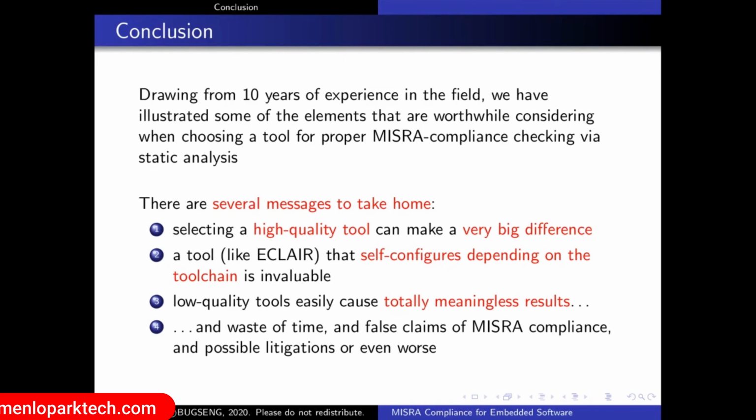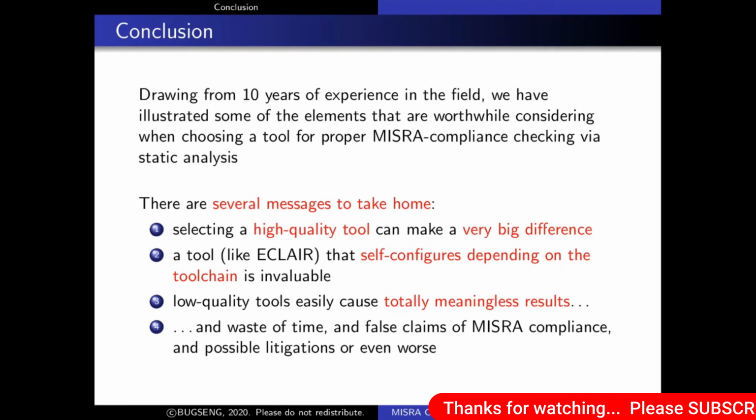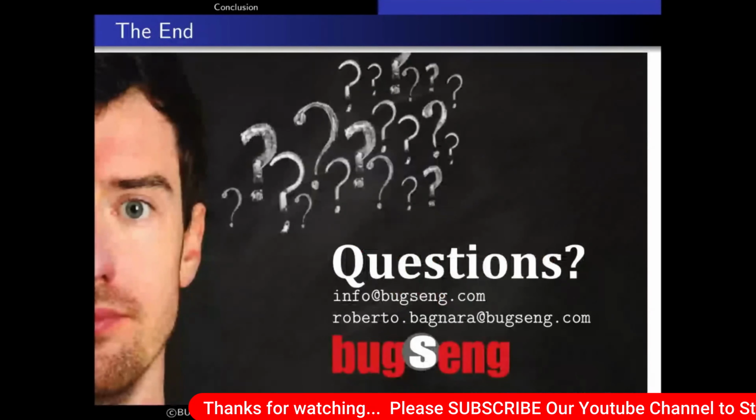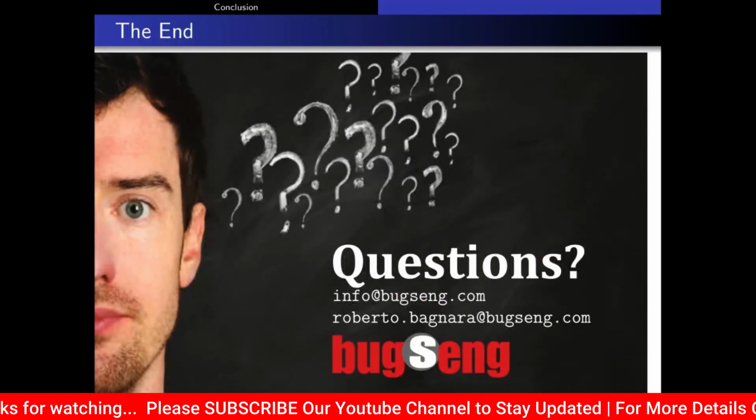False claims of MISRA compliance are even more dangerous because you claim MISRA compliance and then maybe the acquirer uses another tool, and this can cause litigation or even worse if somebody is harmed by defective software. So this is basically all I wanted to say, and if you have questions, I will be happy to try answering them.